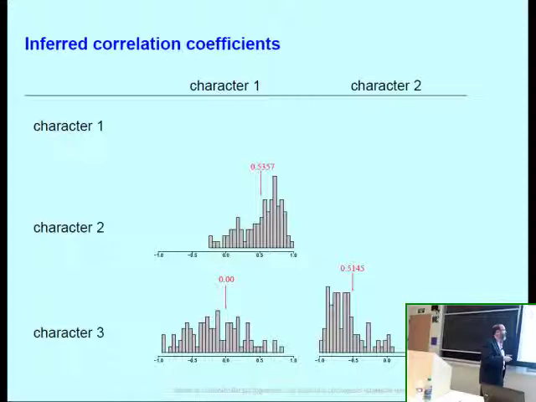They have a correlation of 0. Their inferred correlations spread out from almost minus 1 to almost plus 1 very widely, but they're centered about right. Here, 0.5145, that should be minus 0.5145. And here are the values we inferred.